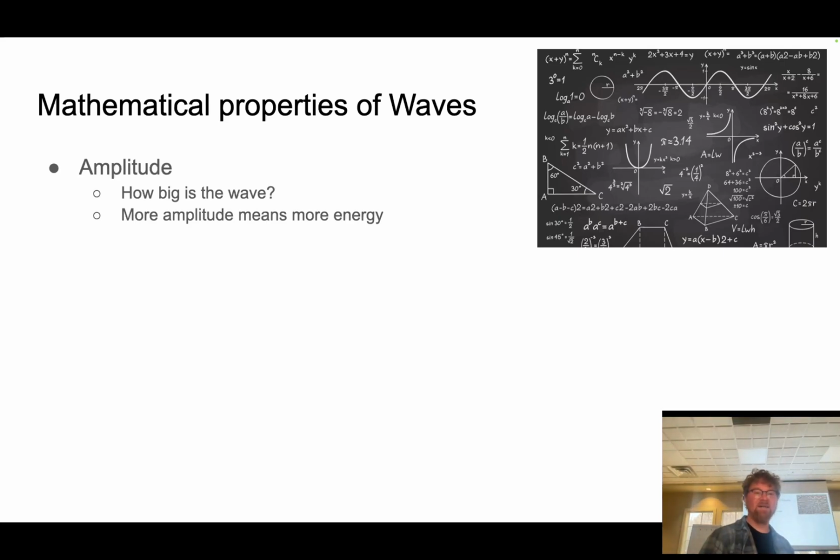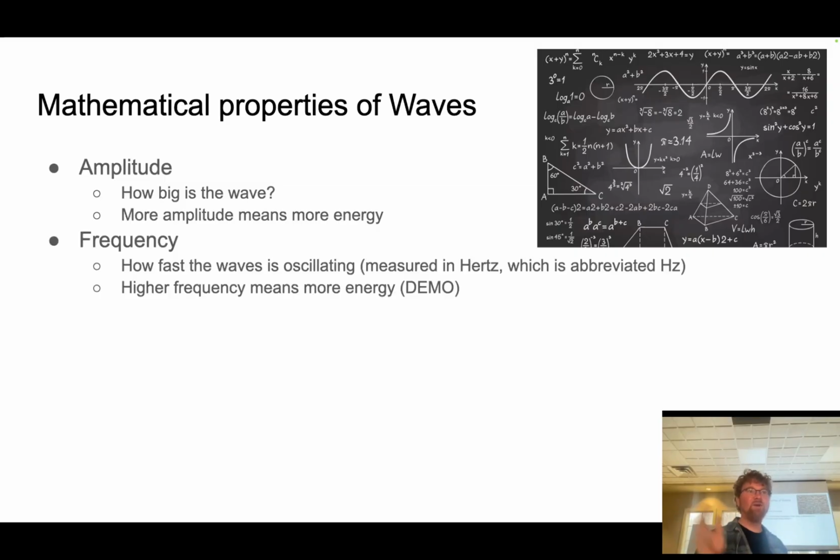The next attribute of waves is frequency. All right? So frequency is how fast the wave is going back and forth. And it's measured in hertz. Yeah, we will in a minute. So how fast it's vibrating back and forth or up and down. All right?